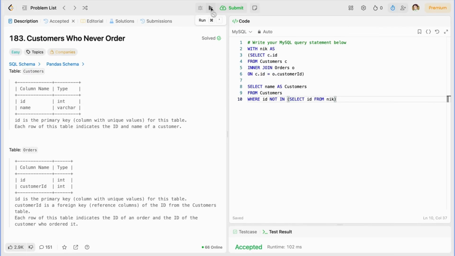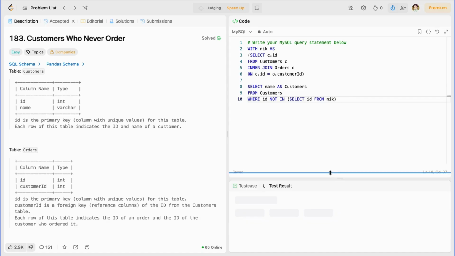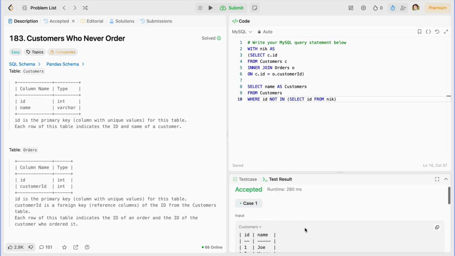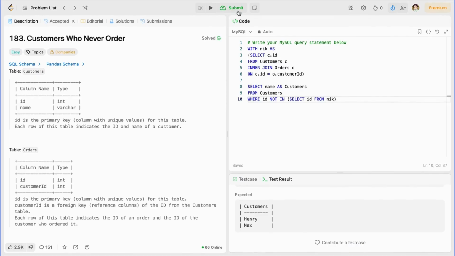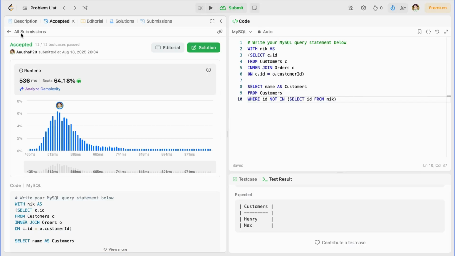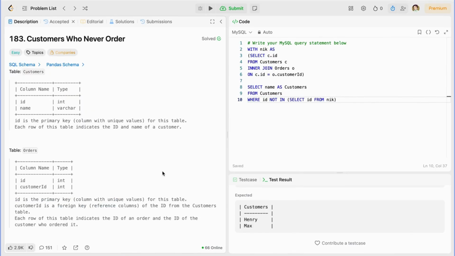Let me run it and see whether it is accepted. Okay, it's running. Let it run. Yeah, it's accepted, see. Let me submit it and see if there are any errors. Well, it is accepted. Yeah, that's the second solution.